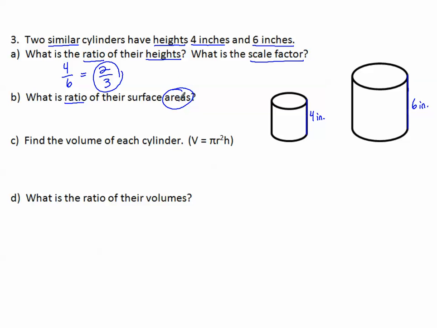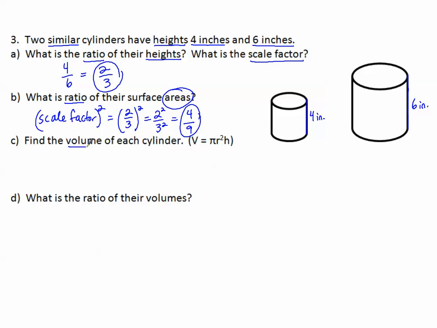Any type of area means I take the scale factor and square it. So our scale factor is 2 over 3, square it. 2 squared, 3 squared, 4 over 9. There's the ratio of the surface areas. 4 over 9, it's a type of area, so we square the scale factor.